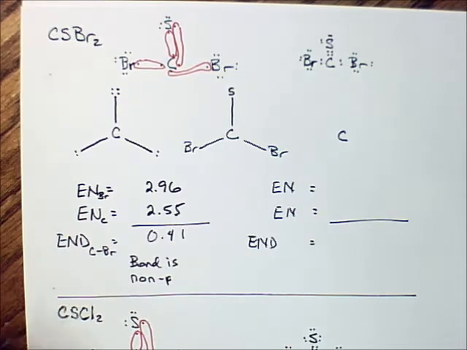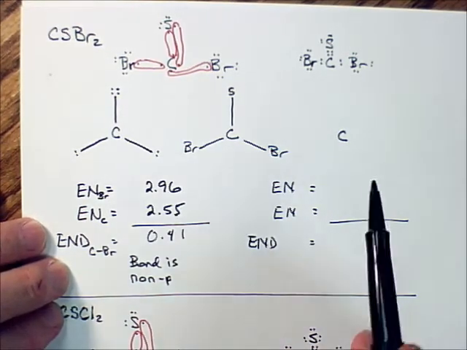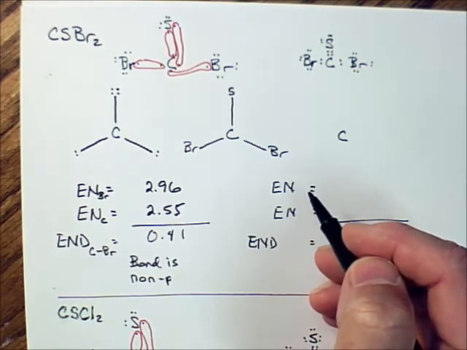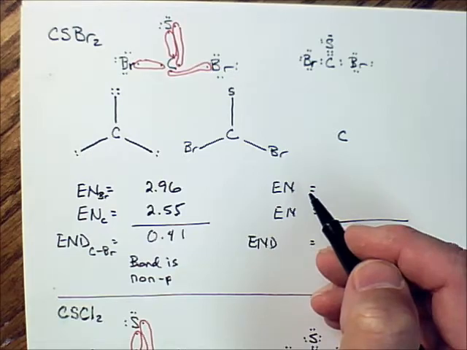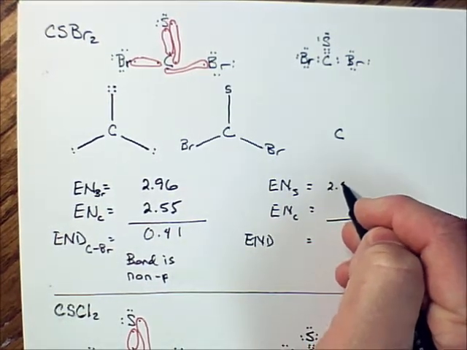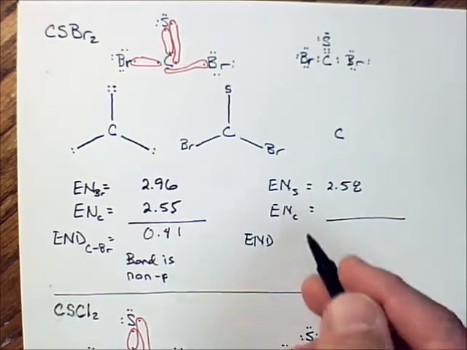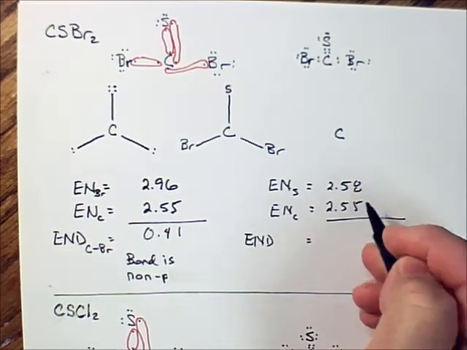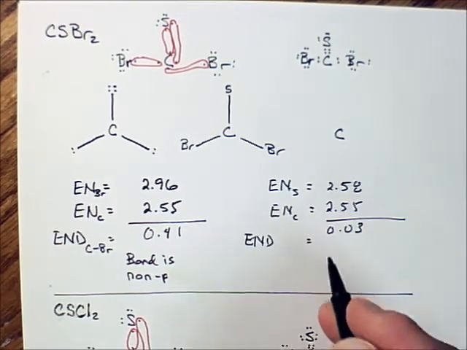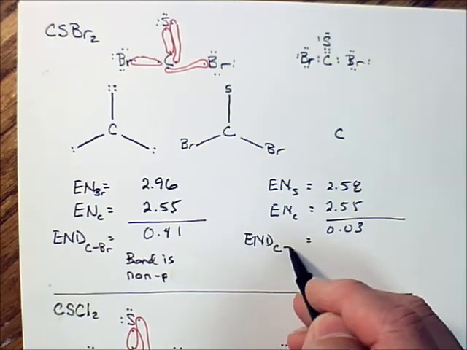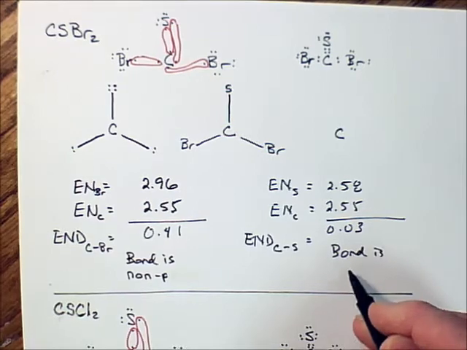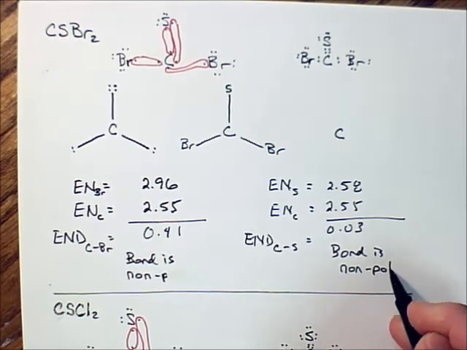Okay. Now let's look at the bond between carbon and sulfur. So carbon has a slightly lower electronegativity than sulfur, so sulfur is going to go on the top. 2.58 is the electronegativity for sulfur. 2.55 is the electronegativity for carbon. 0.03 is the electronegativity difference for the carbon to sulfur bond. And so this bond is also non-polar.